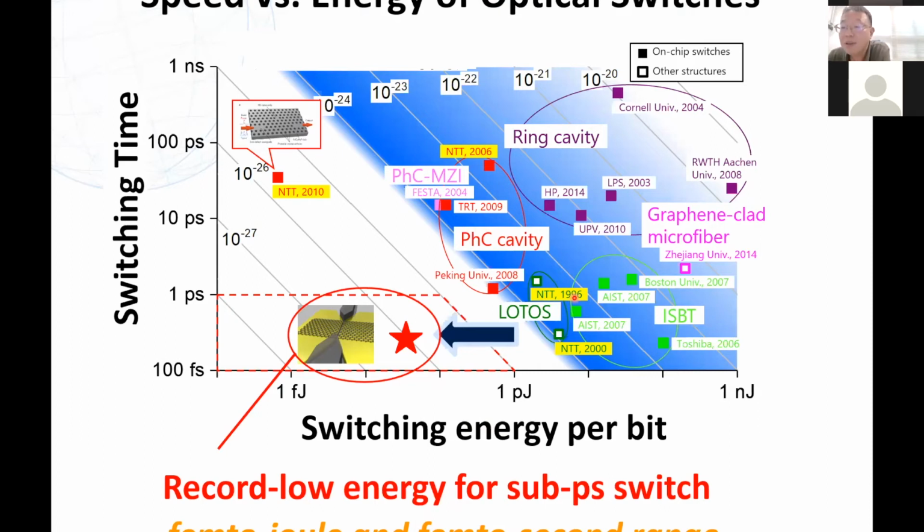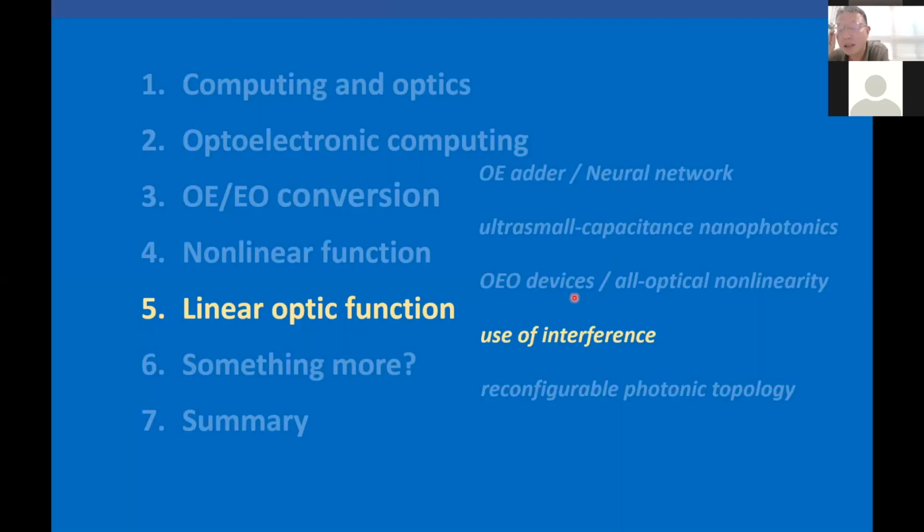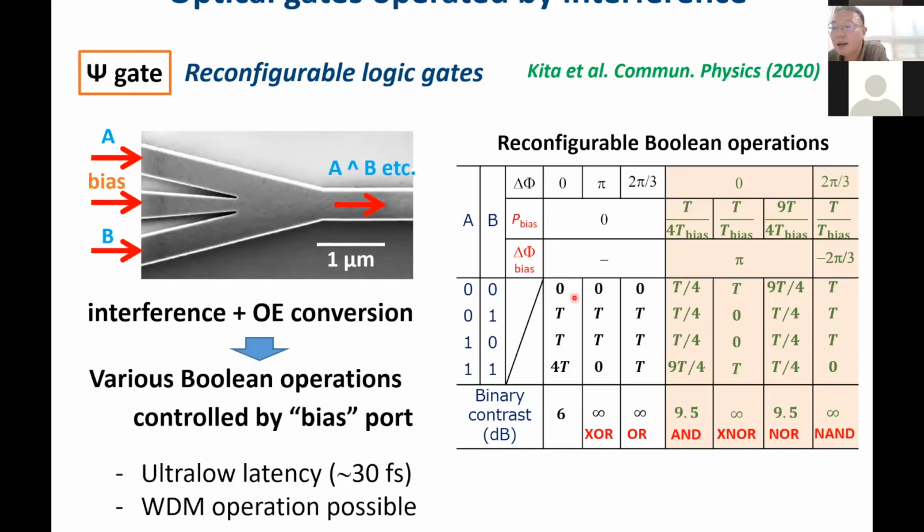Next, we move on to linear optic functionalities. And here we focus on the use of optical interference. Recently, we proposed this kind of simple 3-to-1 silicon waveguide combiner device, which we call the Psigate.